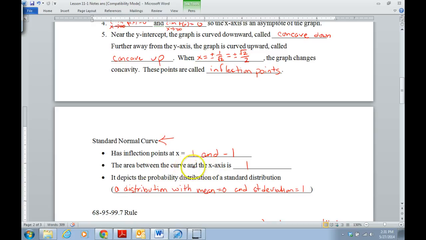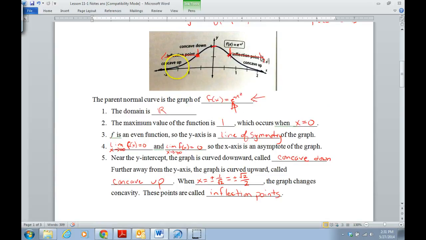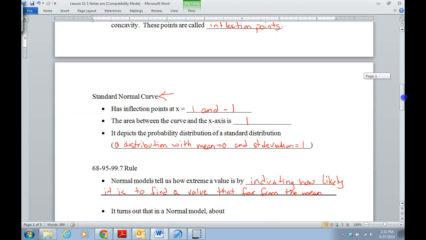The area between the curve and the x-axis is 1, a total of 1 unit. It depicts the probability distribution of a standard distribution, which means a distribution with a mean of 0 and a standard deviation of 1. So, let's go back up to our curve just for a second. This area between here and here in a standard normal curve is 1. It's a total of 1. All right.